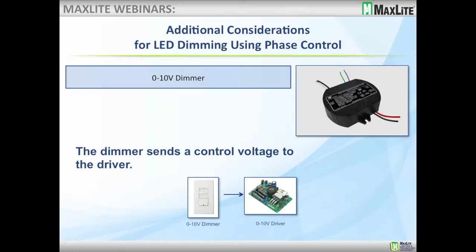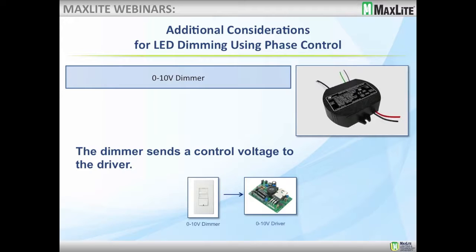Then a 0 to 10 volt is what I said is prevalent in the commercial world, and the way that works is the driver is specially built to have a second set of wires coming in that are a control voltage. And the control voltage comes from a 0 to 10 volt dimming system that's either mounted to the wall or mounted to a sensor or something like that. And it talks to the driver, and it's very simple.